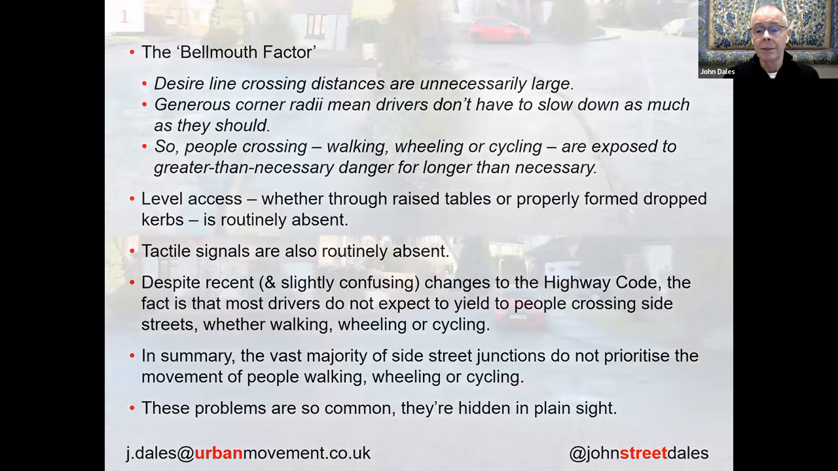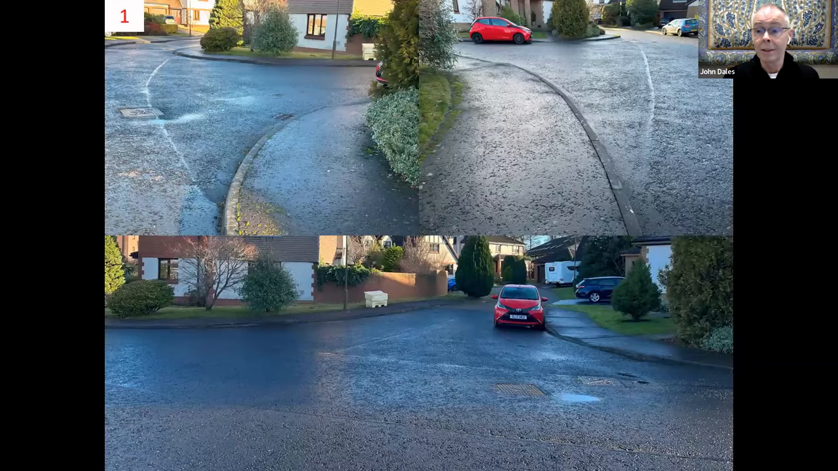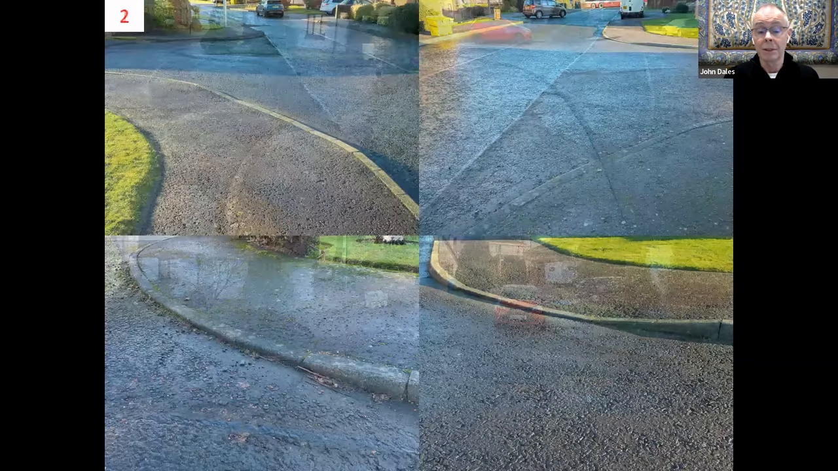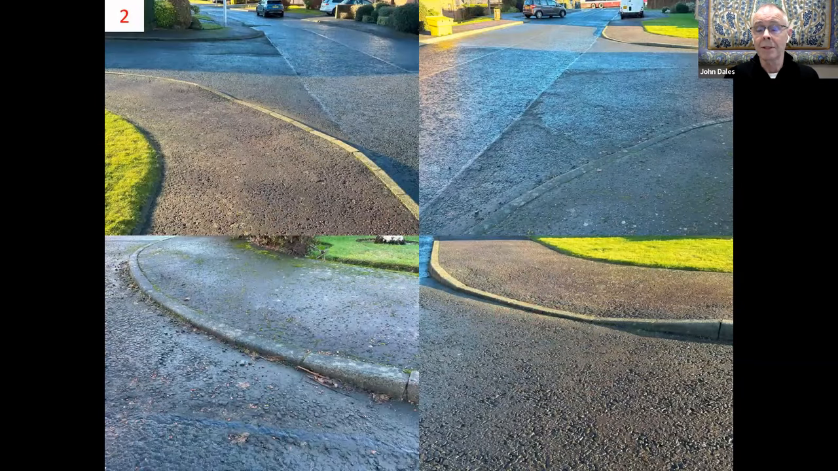So here's one in a really quiet, dead-end housing estate, where there's a massive bell mouth for a tiny little junction where only three cars go. There are drops off the desire line, and no tactile paving that goes with that, or at all. It's just unnecessarily wide and problematic.